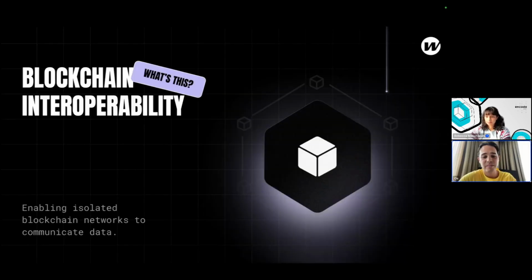At its core, blockchain interoperability is about enabling isolated networks to communicate data. It's almost like creating a universal language that all chains can understand and use to share information and value. In a way, it's just passing arbitrary bytes from one chain to another in a secure, trusted way. How do we do this?